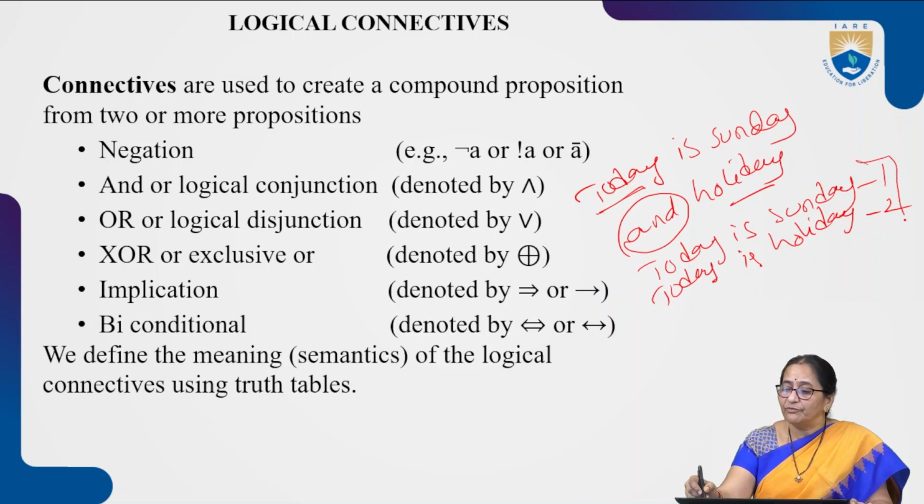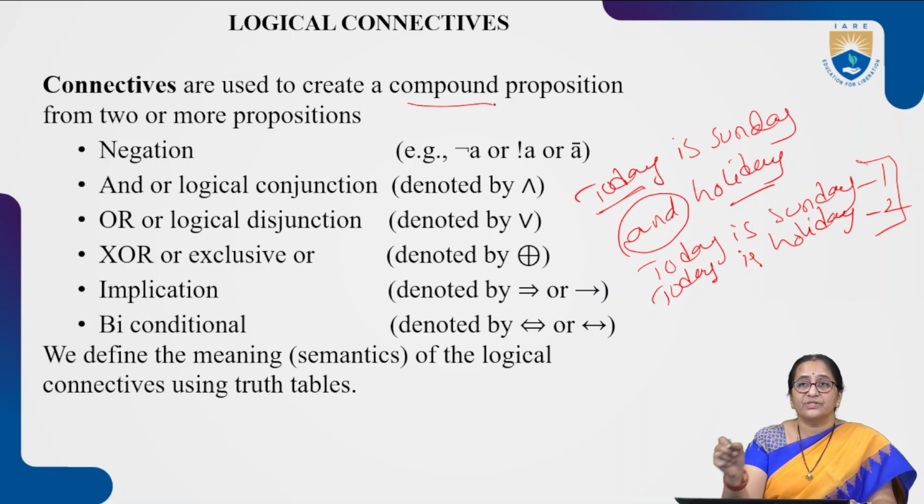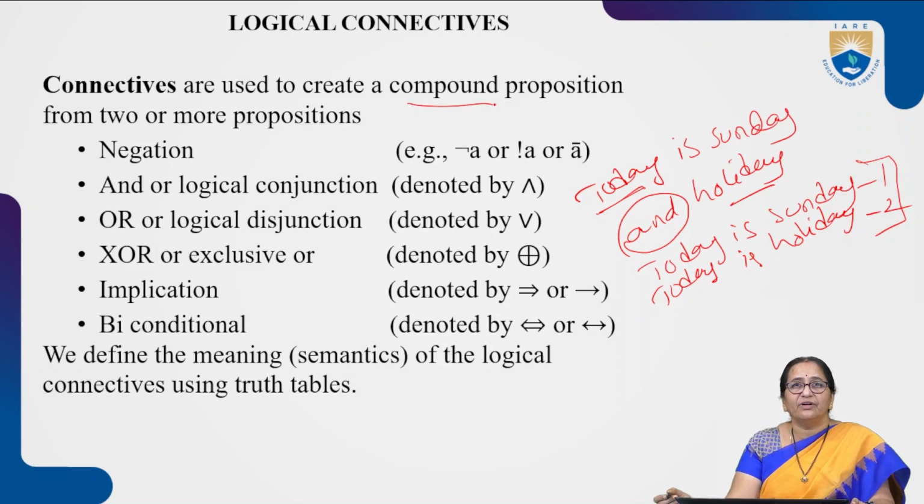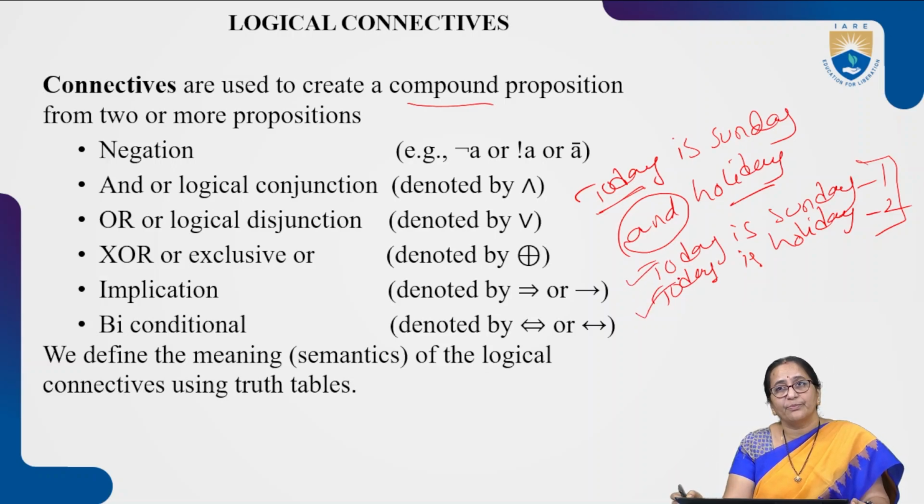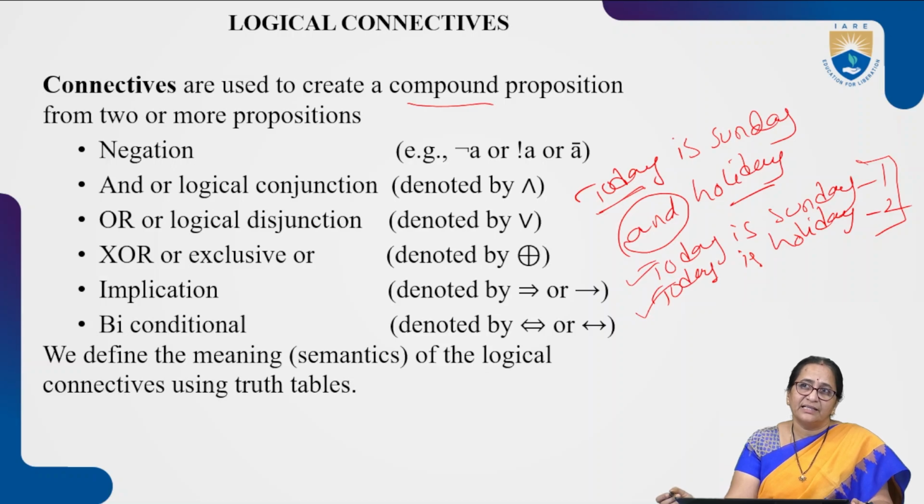By combining these two statements, we call it a composite proposition. We create one composite proposition from two or more propositions. Today is Sunday is one proposition, and at the same time today is holiday is also one proposition. By combining these propositions, here I used the and operation: today is Sunday and holiday.